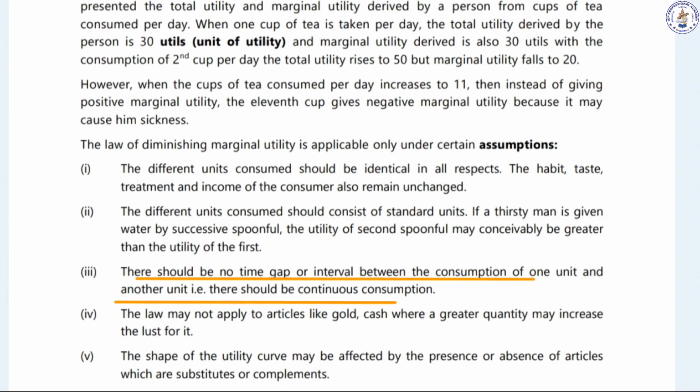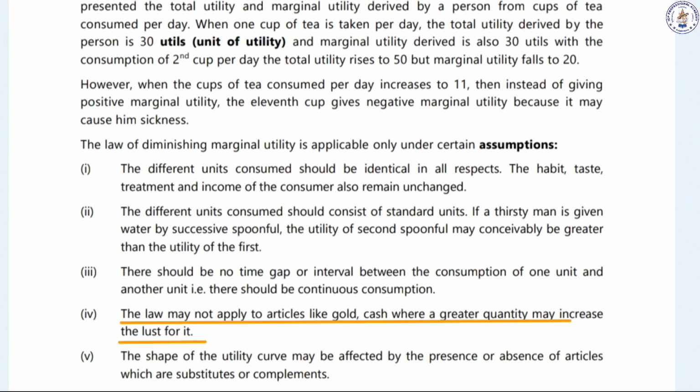Then the third one is that the time interval should not be different. There should not be a time gap. The prescribed time should be the same. Like he consumes one today and the other one tomorrow, or the other one next week. No, that comparison isn't possible. The time gap should be within that period, and so on. The interval should not be different. It should be continuous consumption.